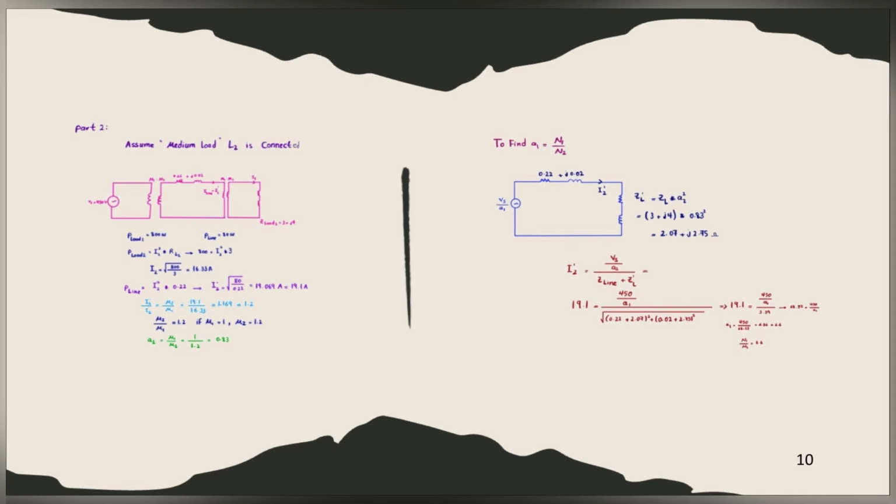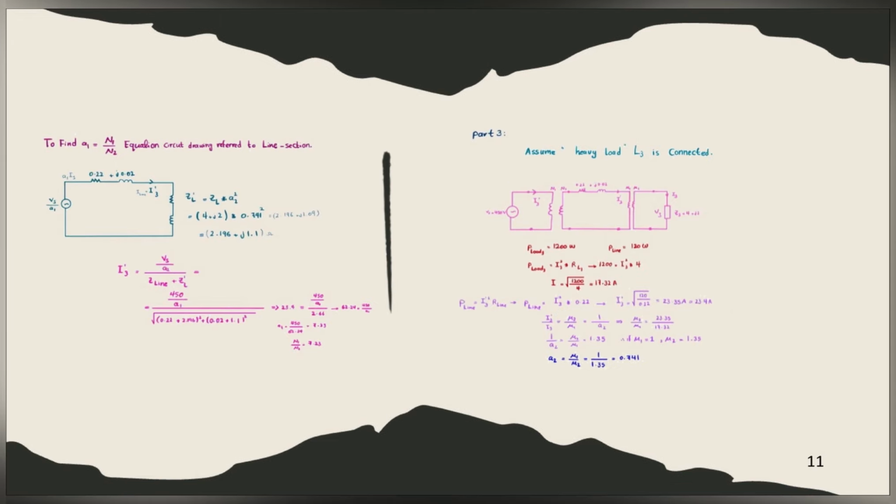Here to solve this equation we used cross multiply to find A1. So A1 equals 68.57 over 415 over A1, and A1 equals 415 over 68.57, which is N1 over N2 equal to 6.6 almost.